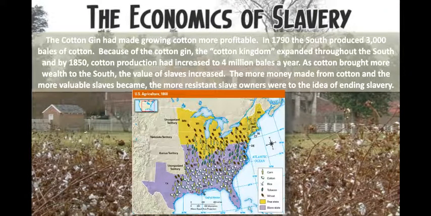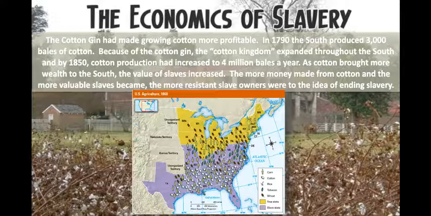The second part of the notes talks about the economics of slavery. So, how does slavery help the South make money? The cotton gin had made growing cotton more profitable. In 1790, the South produced 3,000 bales of cotton. Because of the cotton gin, which we learned was invented by Eli Whitney, the Cotton Kingdom expanded through the South, and by 1850, cotton production had increased to 4 million bales a year. So 3,000 to 4 million, that's a huge increase in the amount of cotton being made.